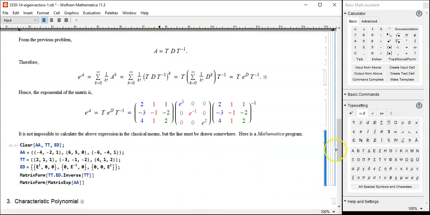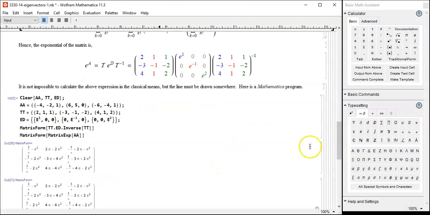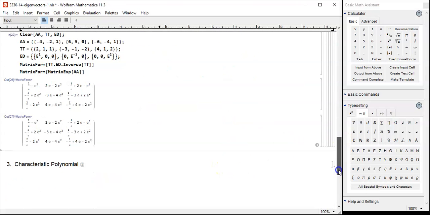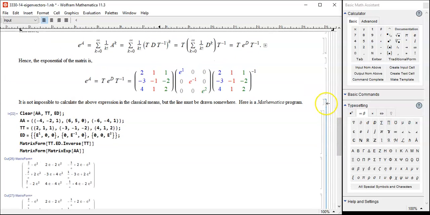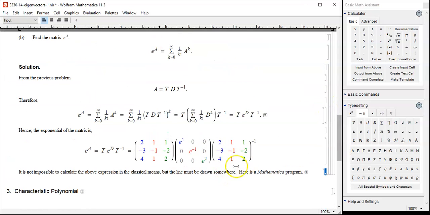Here's a Mathematica program for that. Let's see, how does it work? Oh, what a mess. Never mind. Let's stop here.